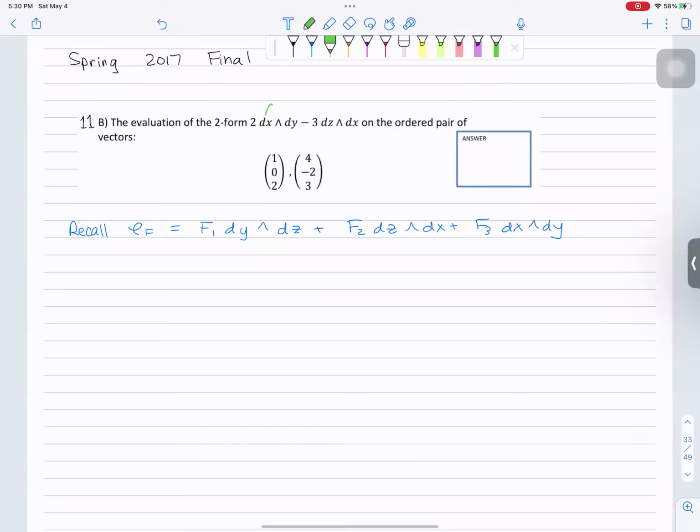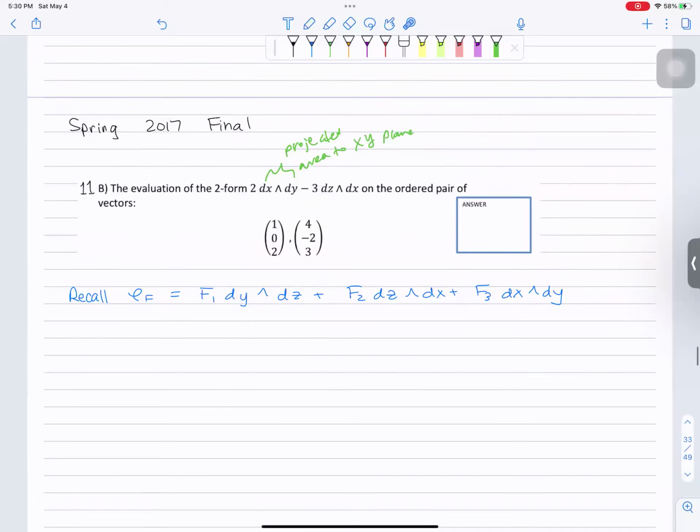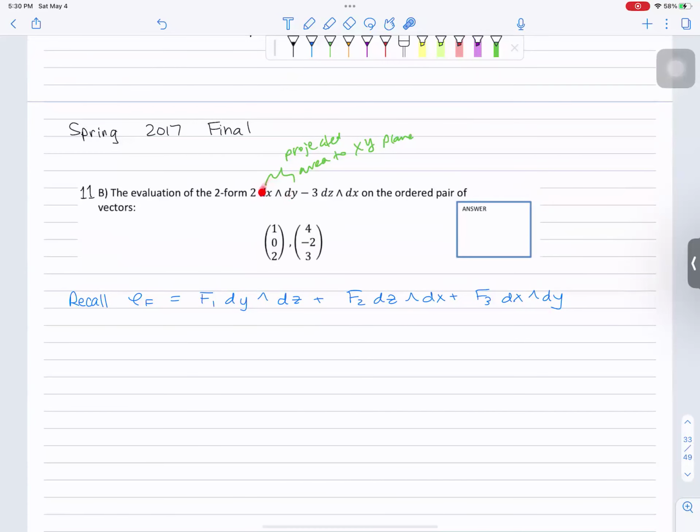Another way to think about it is, what does this wedge represent? dx wedge dy is the projected area onto the xy plane. So for a 2 form like 2 dx wedge dy eating vectors u and v, it's like you have this u and v, and what happens when you project them onto the xy plane? What is the area of the u, v vectors projected down to the xy plane?